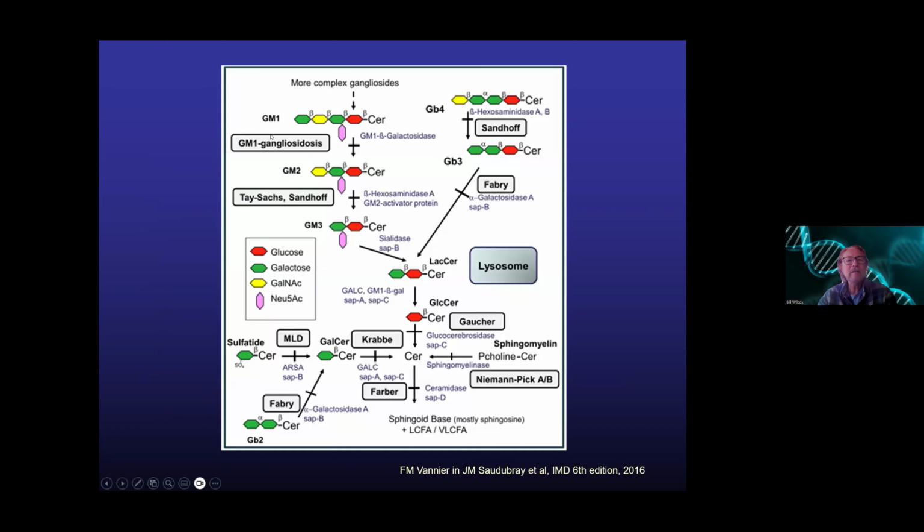So this is the step ahead of GM1 gangliosidosis, this beta-galactosidase deficiency. So you just build up this.